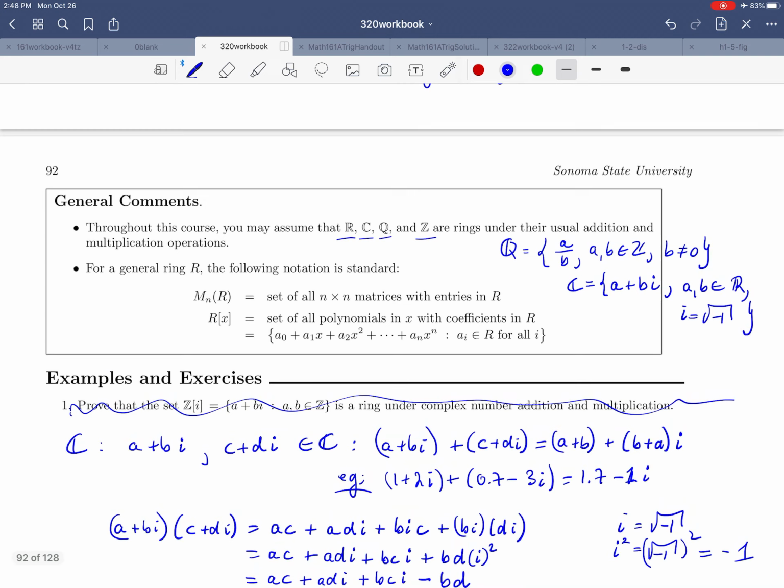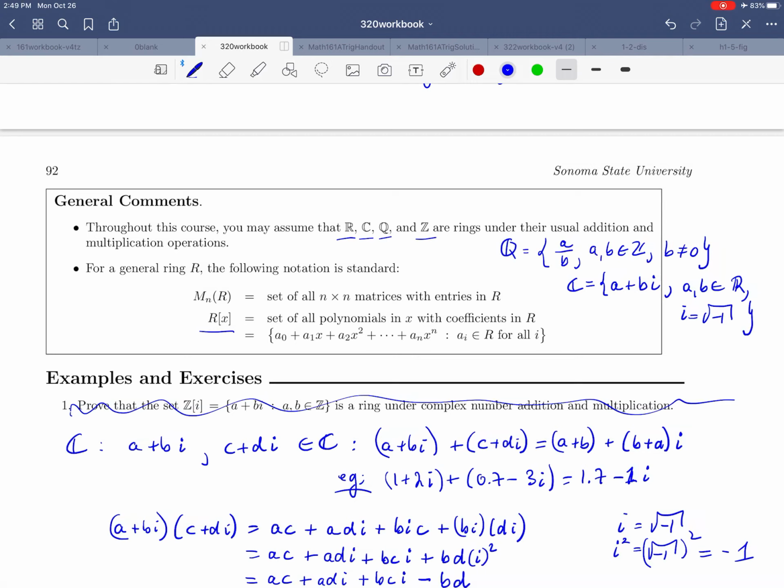Now going back to my box right here, for a general ring R, we're using the following standard notation. M sub n of R is going to be the set of all n by n matrices with entries in R. We already saw that when we looked at sets of matrices as examples of rings. Now R just tells us that the entries in our matrices come from a ring. And then the set R adjoin x, R with x in brackets, is a set of polynomials in x with coefficients in the ring R.